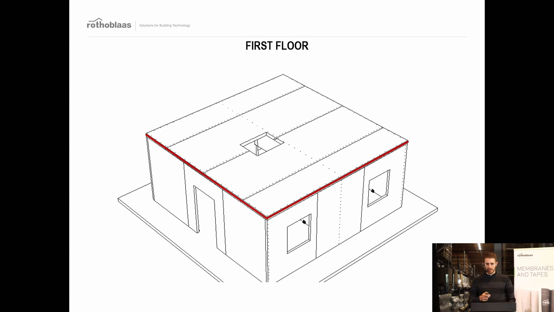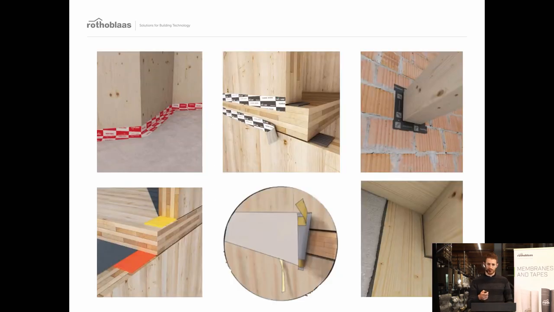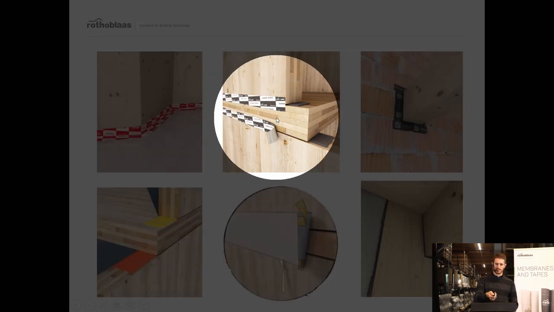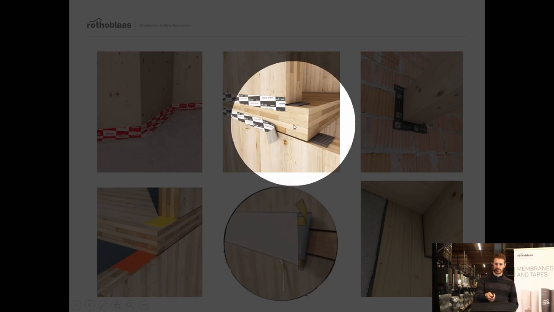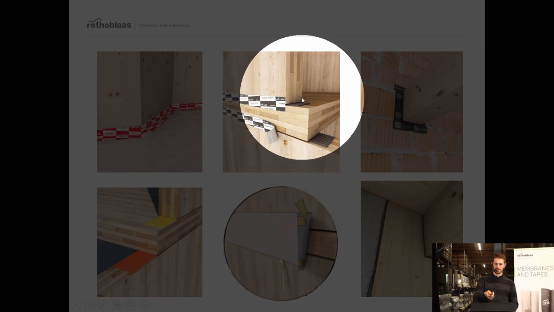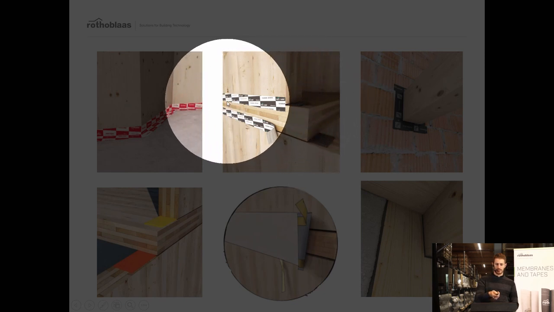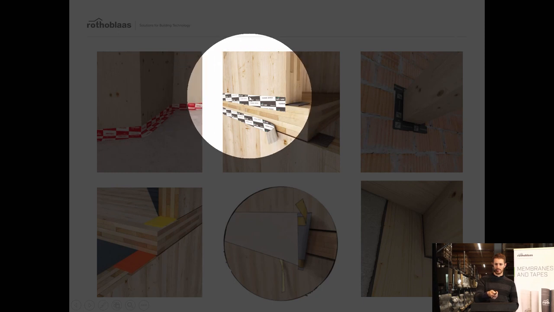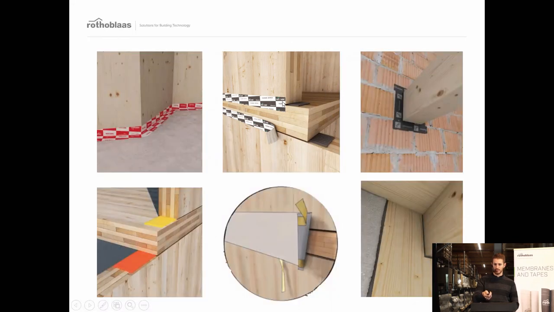So we can continue. Let's talk about the first floor. On the first floor, it is very important to close every single gap. For instance, here we see the 5-layer CLT, for example, so you don't need a membrane, you just have to close out the gaps here with tape.